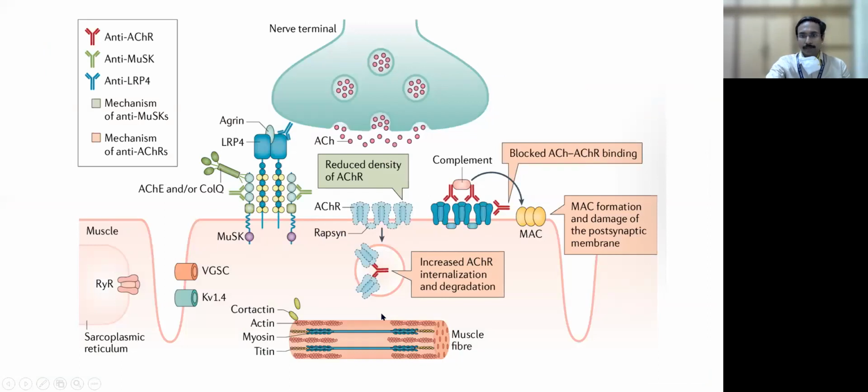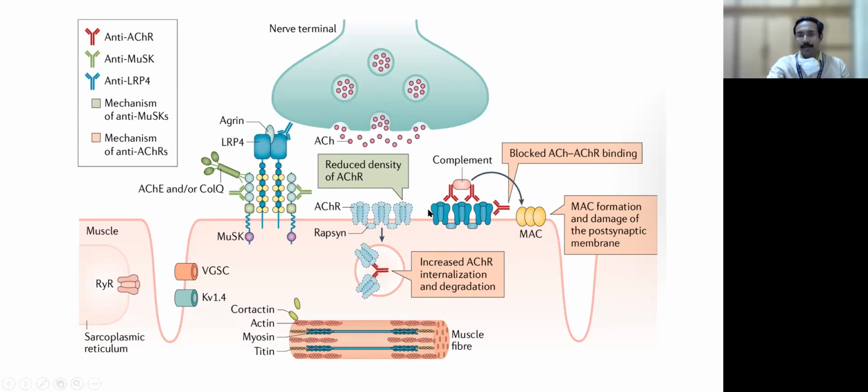So in pathogenesis, what happens is that the binding of acetylcholine to the acetylcholine receptor is prevented either by the antibodies, which block the action of the acetylcholine on the receptor, or the antibodies will actually stimulate complement that will produce membrane attack complex that will damage the acetylcholine receptor and therefore again leave nothing for the acetylcholine to attach to.